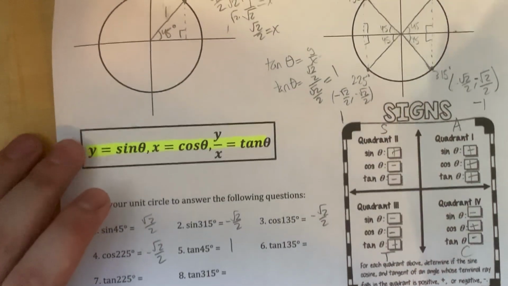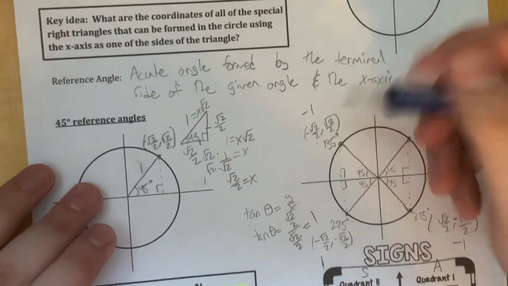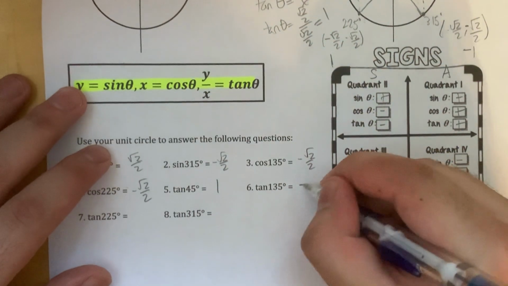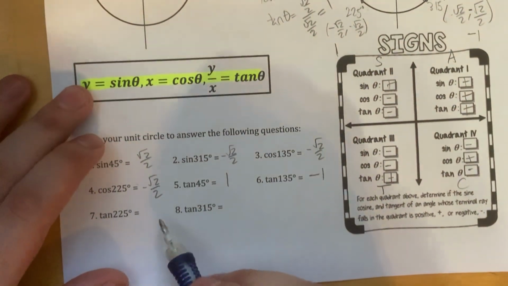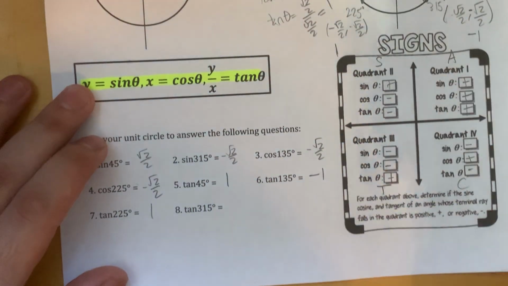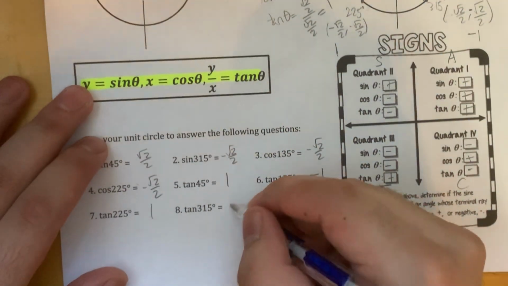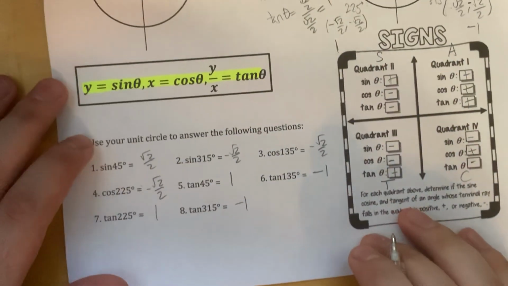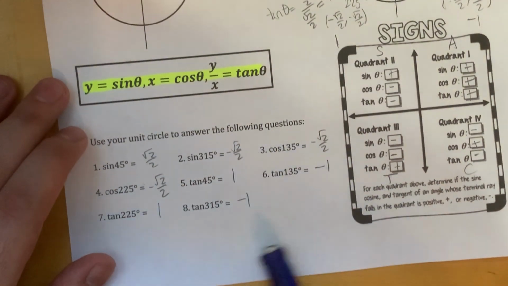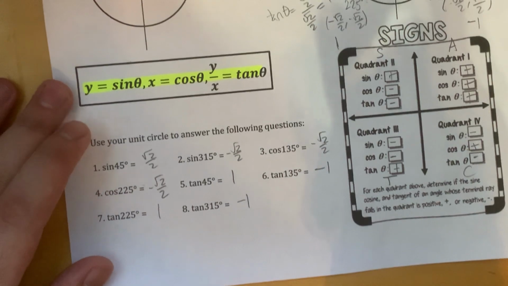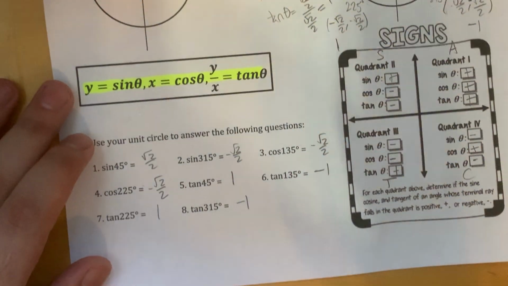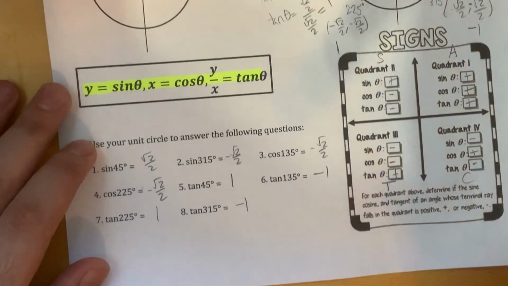Tangent of 135 degrees is negative 1. And then tangent of 225 degrees is positive 1 because you have two negatives. And then tangent of 315 is negative 1. So if I give you something like this through unit circles, you can still calculate it. All right, let's move on to the second page.